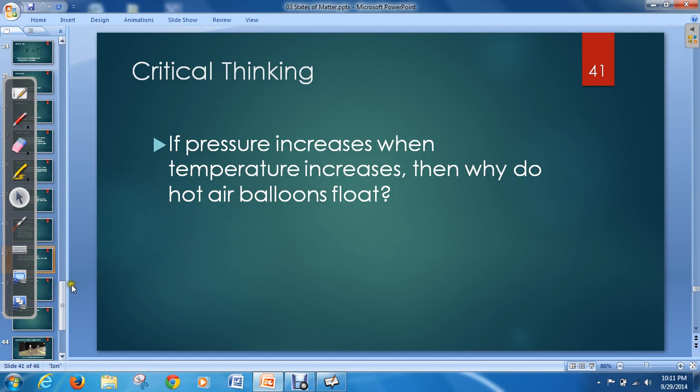One thing we talked about in class is if the pressure increases and the temperature increases, then why do hot air balloons float? That has to do with the fact that the balloon is not a closed system. Some of the gas escapes, which helps it flow around better. The air can move out and in so it can float. We talked about this more in class, but you can look that up if you are interested.